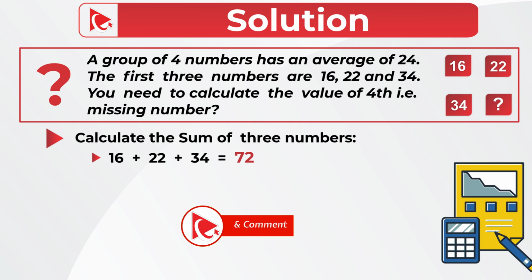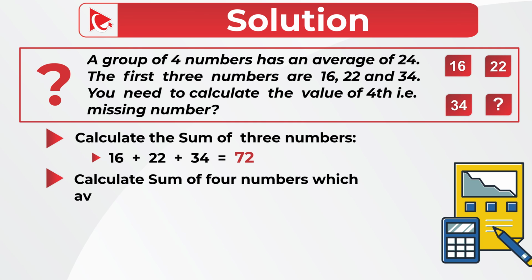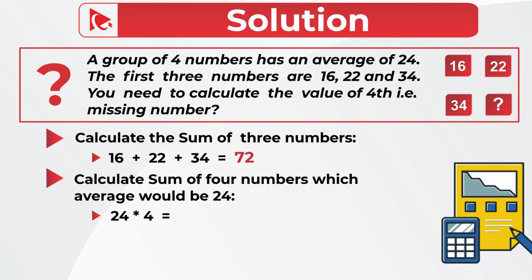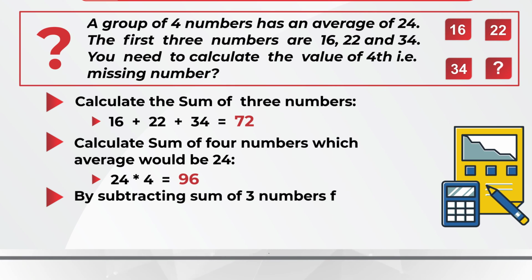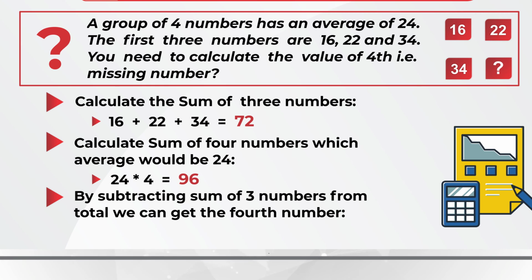In the next step, we need to determine what would be the sum of 4 numbers for which the average would be 24. To do this, we need to multiply 24 by 4, and the end result is 96. And in the last step, we need to subtract the sum of the 3 numbers from the total where the average will be 24 to calculate the 4th number. 96 minus 72 equals 24.